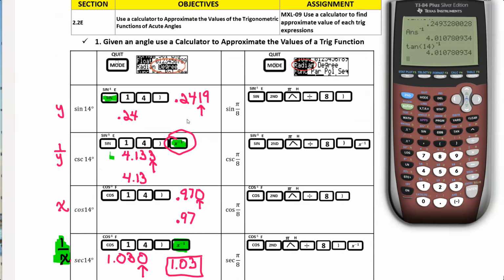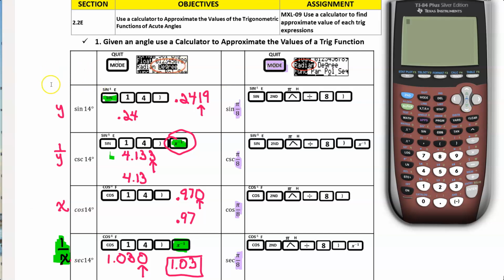All right, now the questions over here on the right, I have to change my mode so that I'm in radians now, because all of these values are radians. So I go up to mode, I highlight, make radians blink, hit enter. All right, then second, quit, clears my screen, clear.